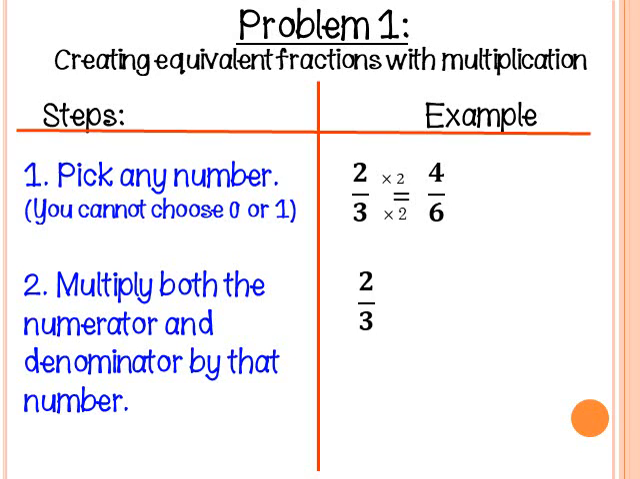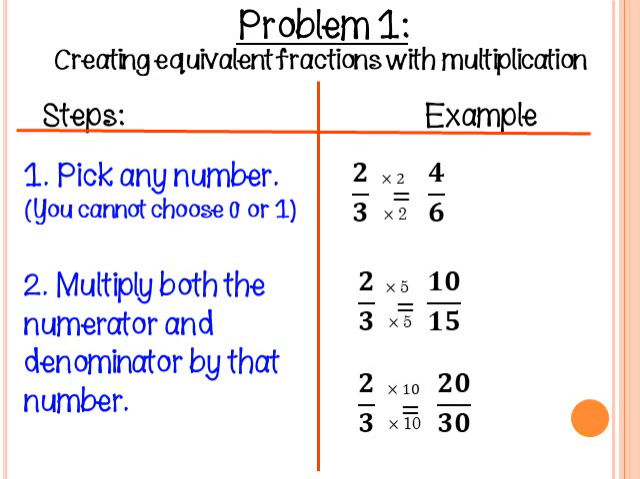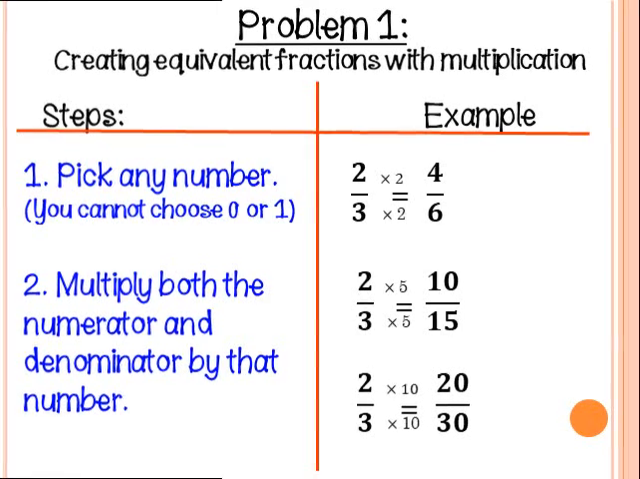Let's try it again with my other favorite number, which is 5. 2/3 times 5. So 2 times 5 is 10, and 3 times 5 is 15. Let's try it again with my third favorite number to use, which is 10. 2/3 times 10. 2 times 10 is 20, and 3 times 10 is 30. Let's move on to problem number 2.